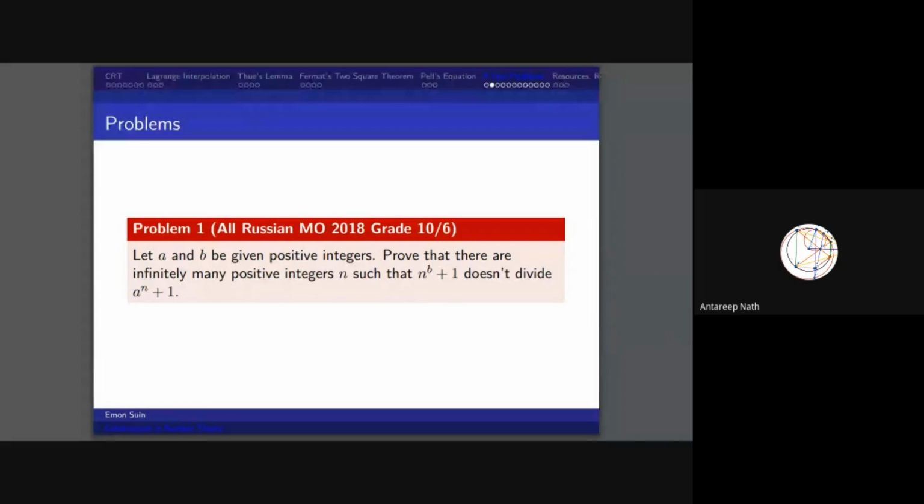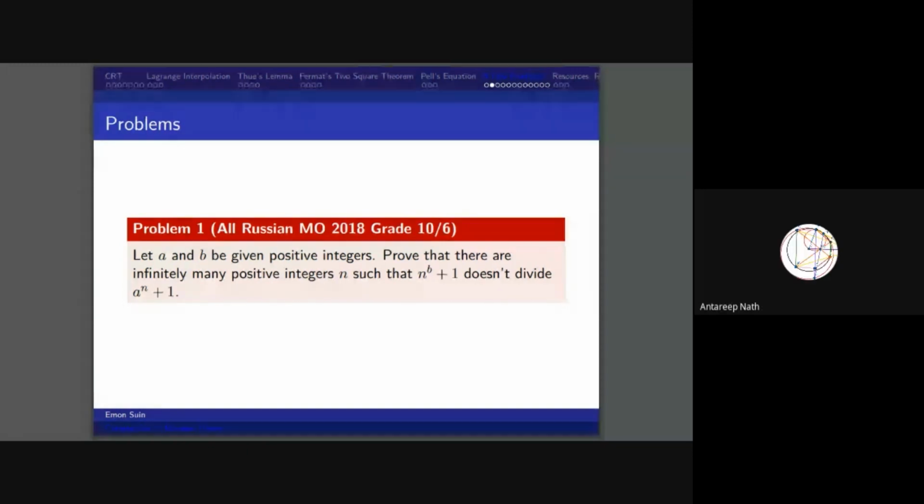We can just select a prime, right? Yeah, that is what I said. Just select a prime that divides n to the b plus 1 but does not divide a to the n plus 1, and then we just have to construct something. What after that? Yeah, that makes sense. Afterwards, that is what is going to be useful.